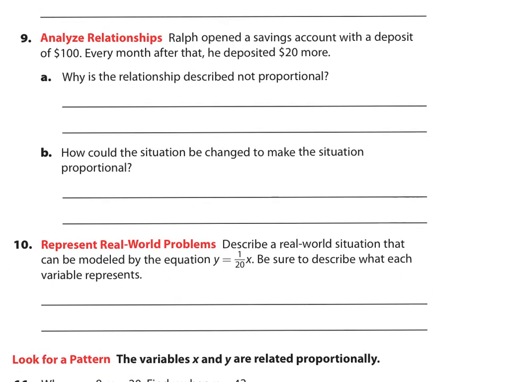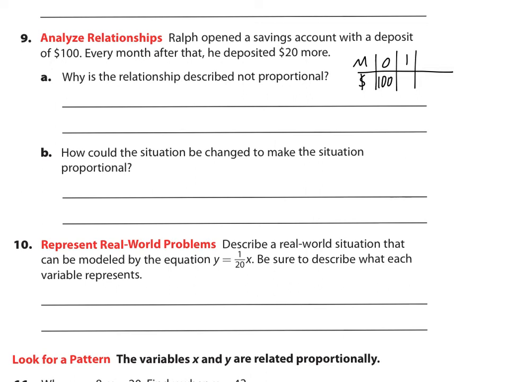Okay, number 9. Number 9 is a word problem. It gives us a table. Now it says that Ralph is going to have a savings account and he's going to put in $100. And then every month he's going to put $20 in as a deposit. So we'll say money and we'll say months. Okay, so when he started the account, 0 months have gone by. How much money is in there? 100 bucks.